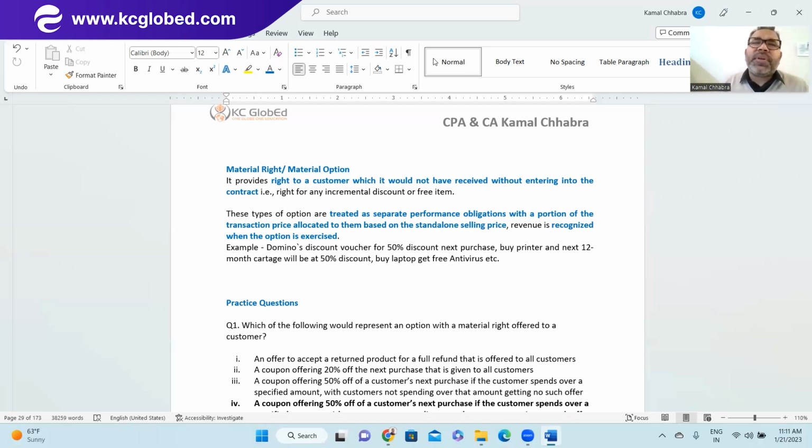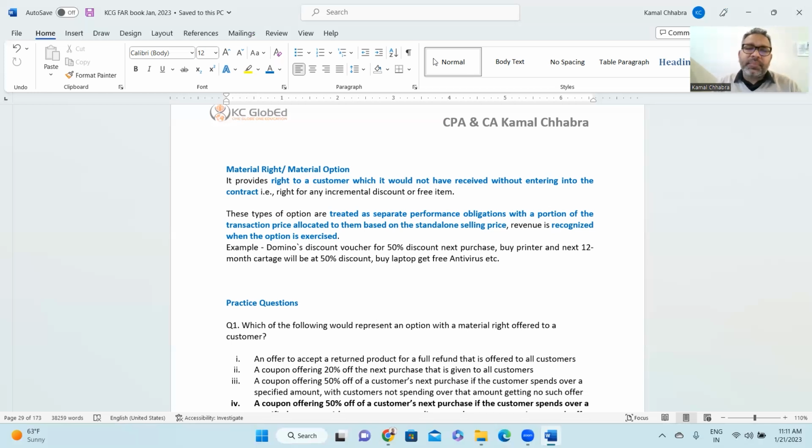For example, if you have purchased a car, and then the dealer is giving you a 50% discount on the extended warranty. Let's assume you purchase a Mercedes-Benz S series for $100,000, right? And you got a 50% discount if you want to buy a 3-year extended warranty. The normal price of the extended warranty, let's assume, is $10,000, and now you are getting it at $5,000.